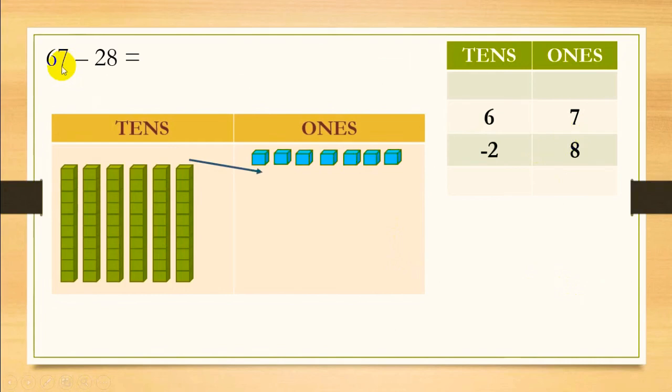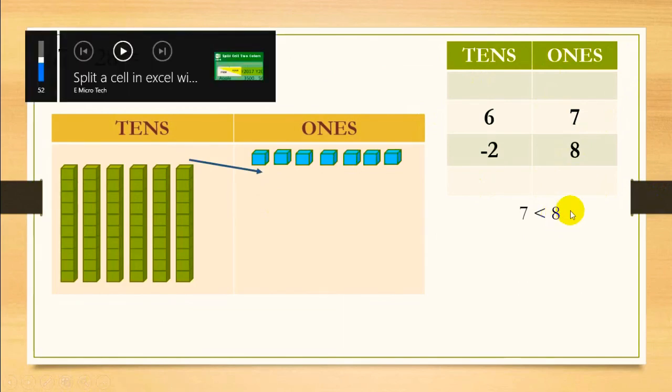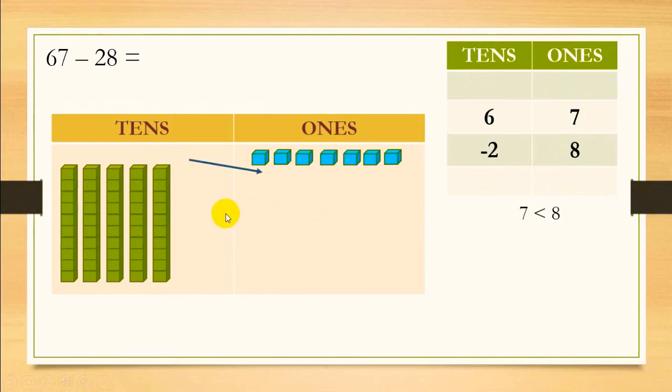Now let's take another example. 67 minus 28. First of all, write 6 in the tens place, 7 in the ones place, and 2 in the tens place and 8 in the ones place. As you can see, in the ones place I have 7 and here it is 8. I cannot take away 8 from 7 because 7 is smaller than 8. So again I'm going to borrow 10 from tens and add it in ones. Now I have 17 ones. So I'm going to cut 7 and write 17 instead.